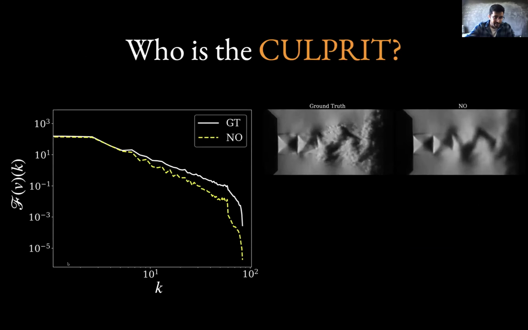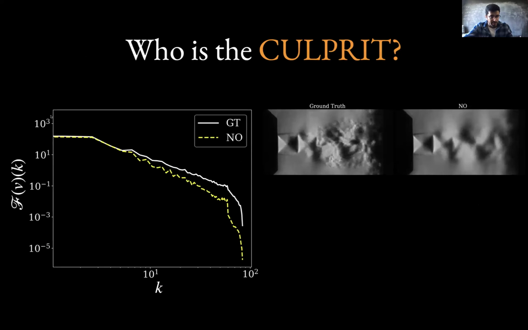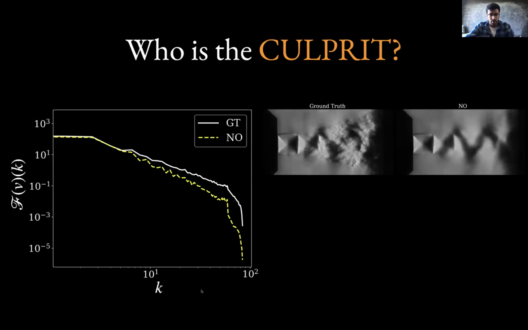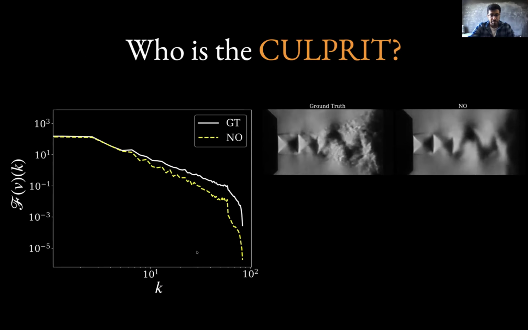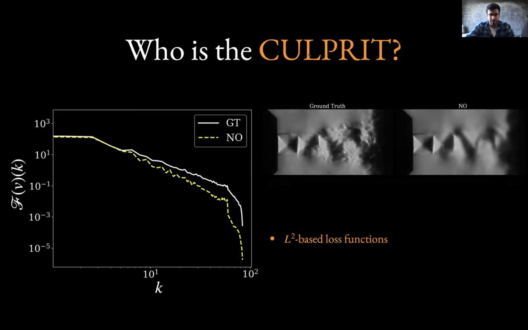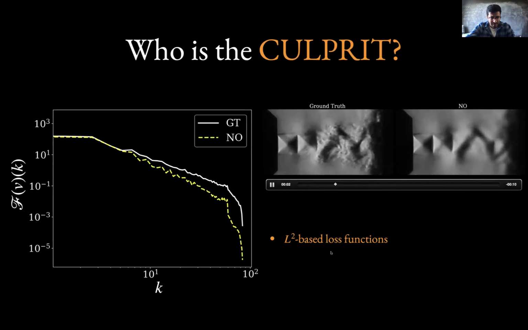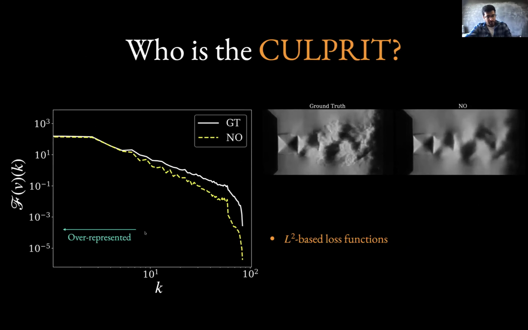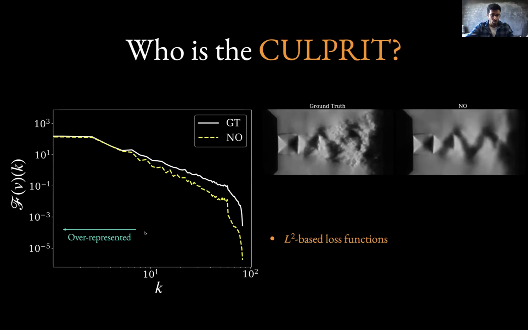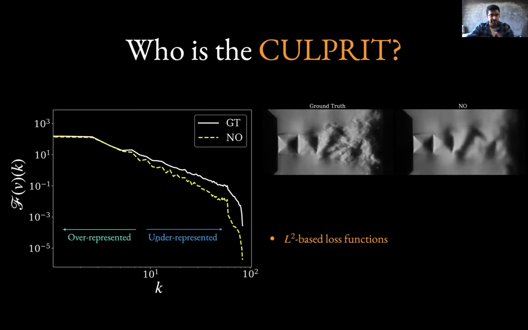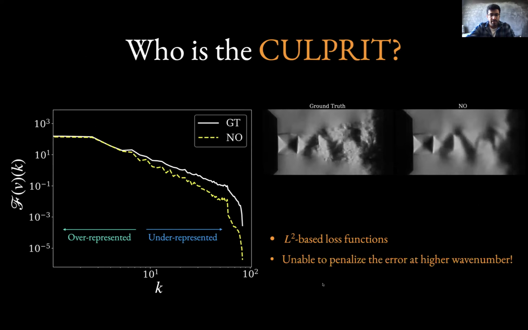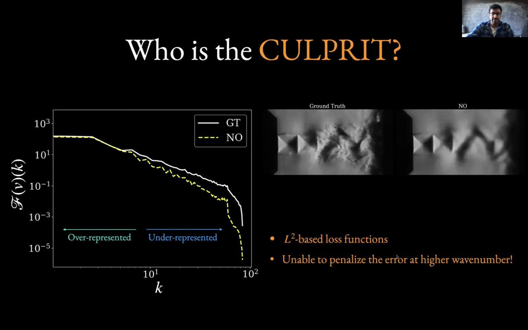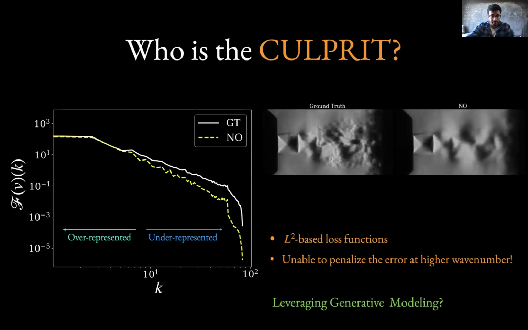So who is the culprit? As you see here, this is just to let you know, this is the log scale. So when you train the neural operator to minimize an L2-based loss function, that becomes the culprit. This causes the lower frequencies or wave numbers to be overrepresented, while the network remains oblivious or underrepresents the high frequencies. So it's unable to penalize the errors at high wave numbers.